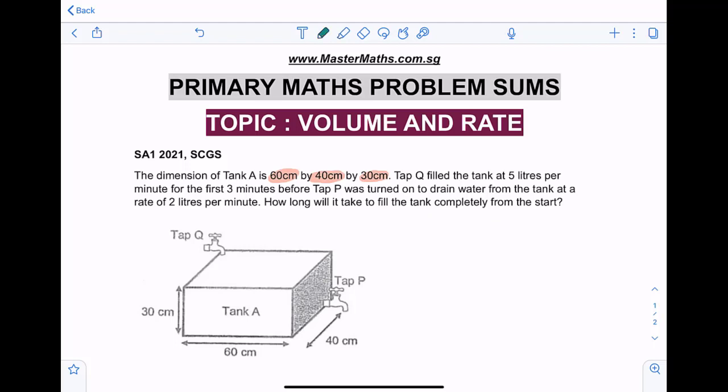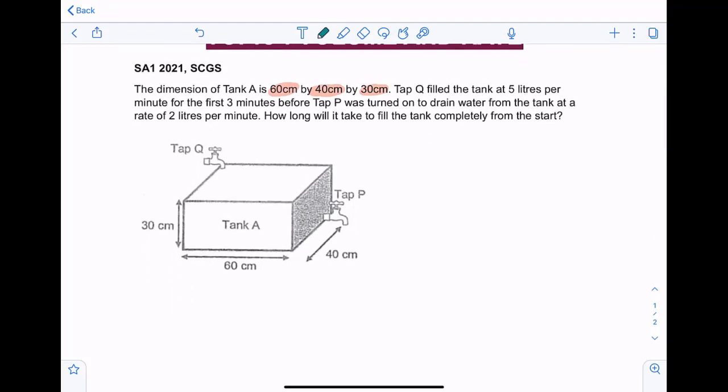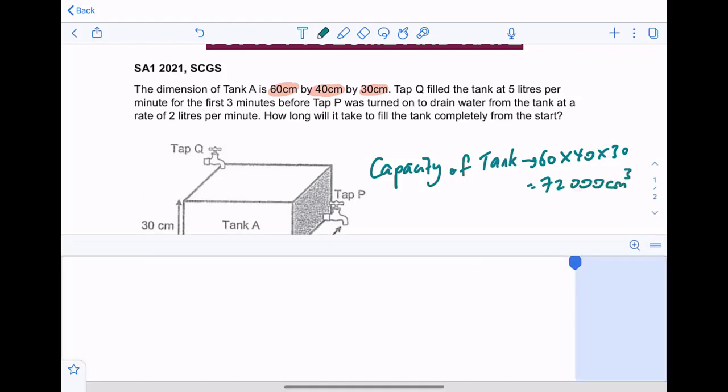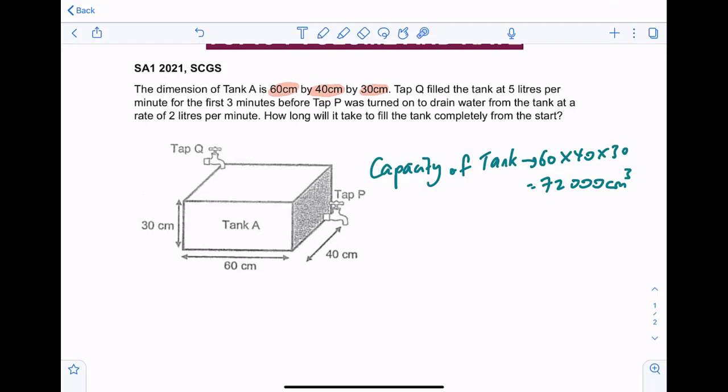Alright, so the first thing we can do is find the capacity of this tank. Capacity means total volume. And this will be 60 by 40 by 30. Alright, 60 times 40 times 30, 72,000 cubic centimeters. So what's certain is we need to fill up this tank with this volume of water.